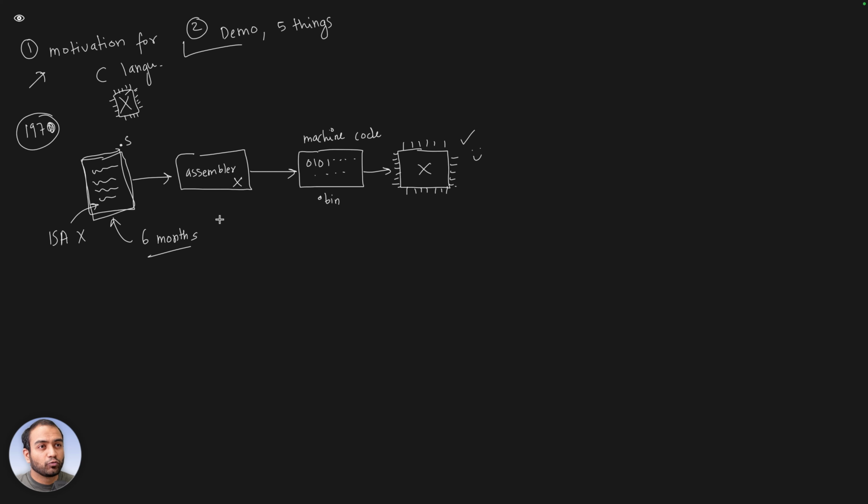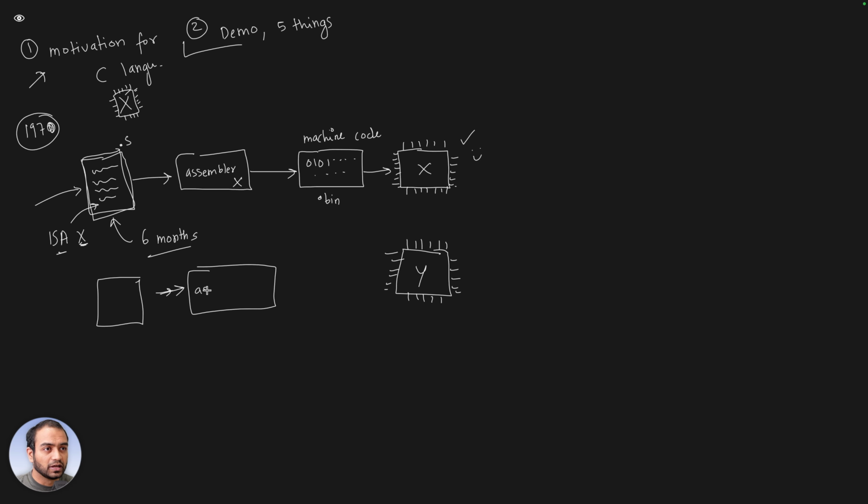Now let's say you want to share this piece of code with one of your colleagues in a different university, for example, and they happen to have a processor called Y. Now what's the problem? The problem is that you wrote this program in X processor's assembly, or ISA. Your friend, who is a professor in another university, has an assembler for the Y processor, and that would generate the binary file for the Y processor.